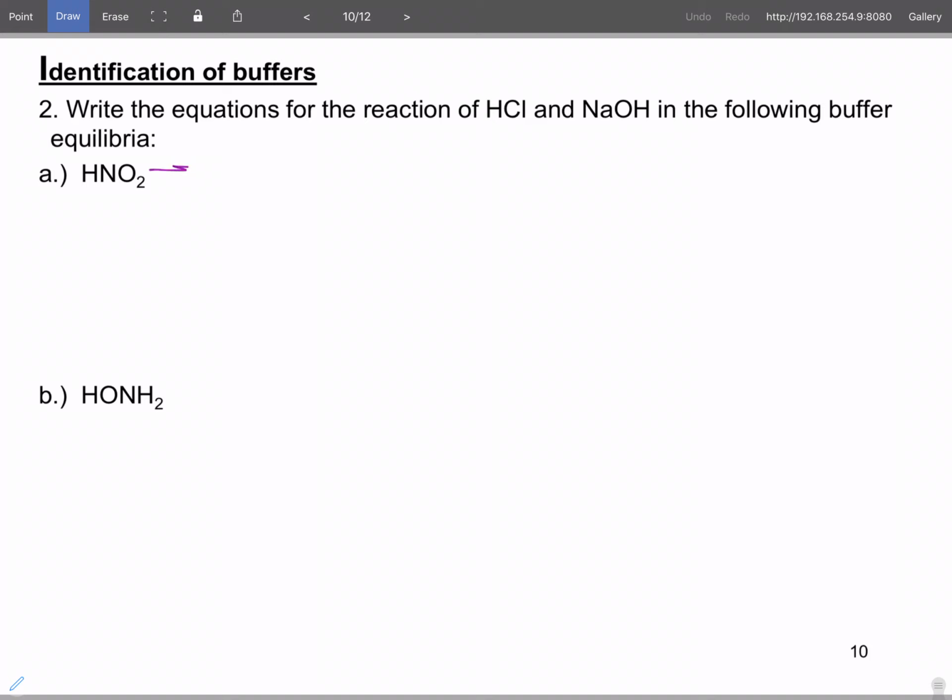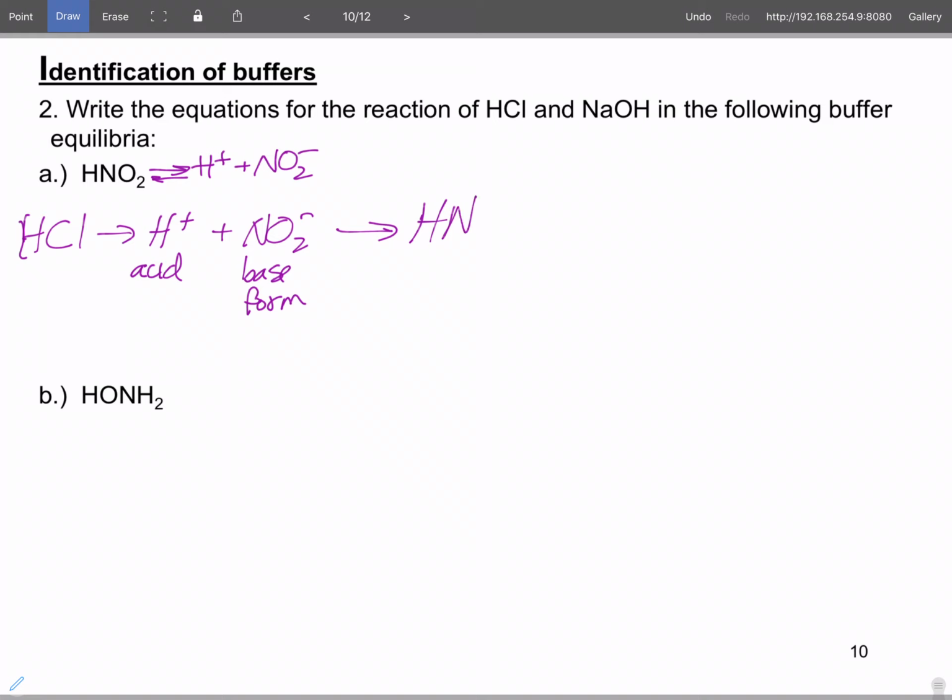Because remember, when you're looking at an equilibrium here with a weak acid, this is really what it is. So, the question is if we're going to add HCl, which is the strong acid, that really is going to dissociate into only H+. Well, H+ is an acid. It's going to react with the base form to produce more HNO2. So there's where your shift is. So what happens when you add a strong acid is you produce more weak acid.